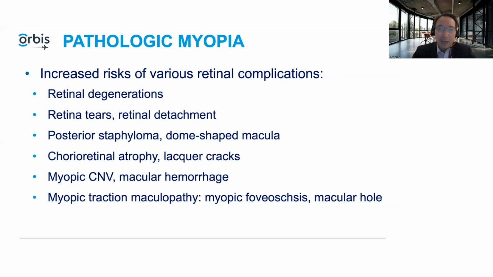You can also get abnormal shape of the eyeball, so getting posterior staphylomas or dome-shaped macula. You also get retinal atrophy, lacunar cracks, myopic CNV formation, which is one of the focuses that we'll talk on, and the other is myopic traction maculopathy, including myopic foveal schisis and macular hole.